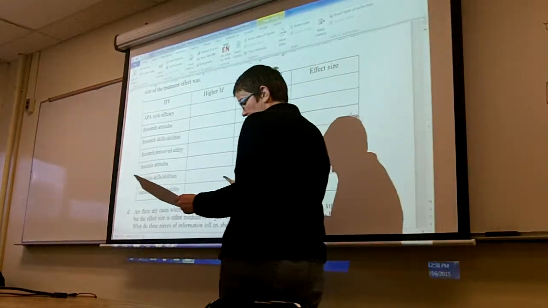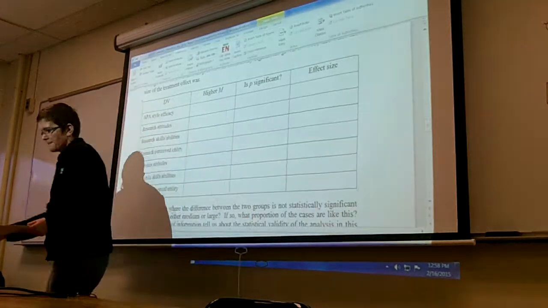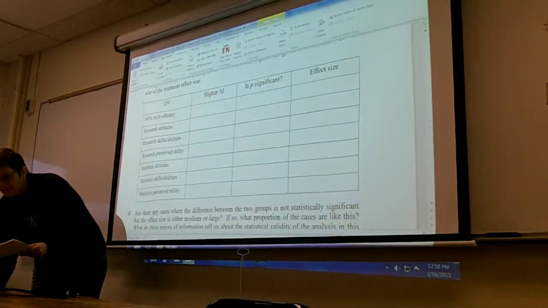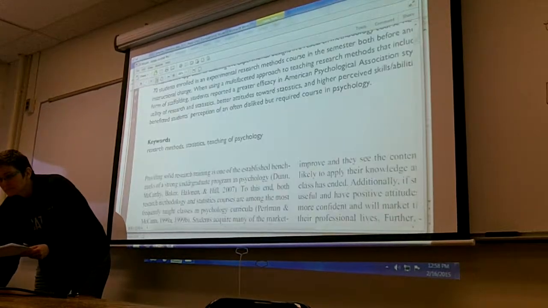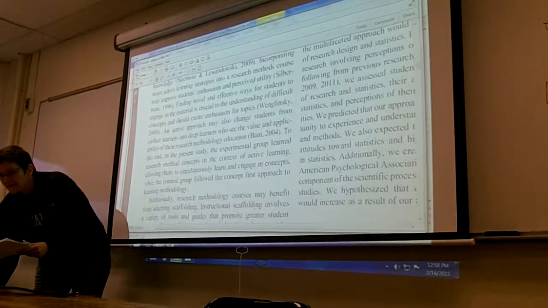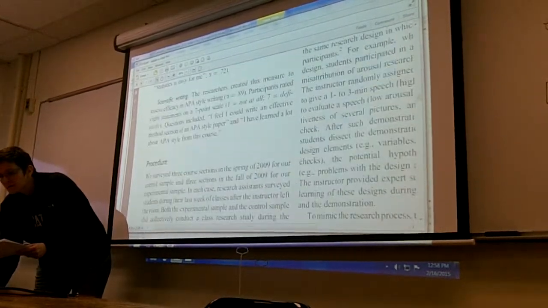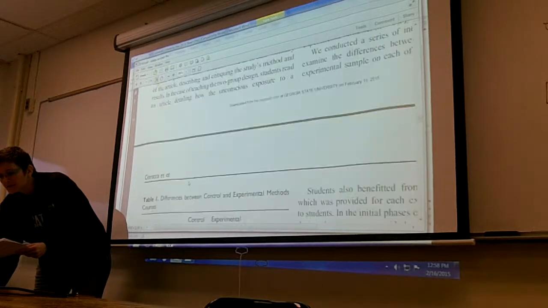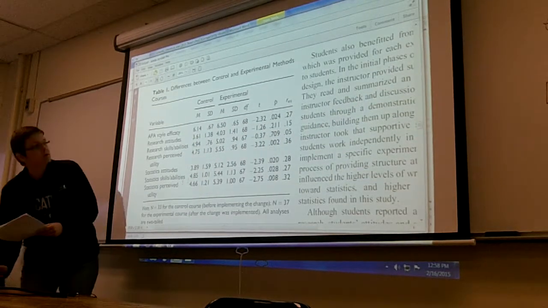APA style efficacy. Statistics, attitudes. Add skills and abilities. Yep, when you scroll down here, there's the table.